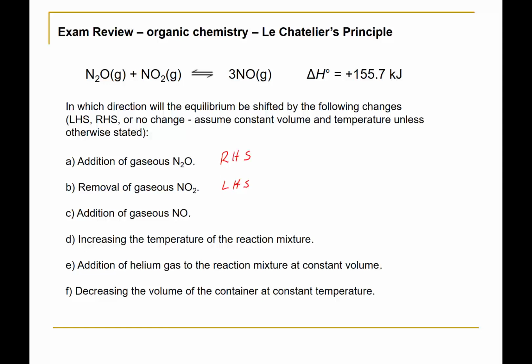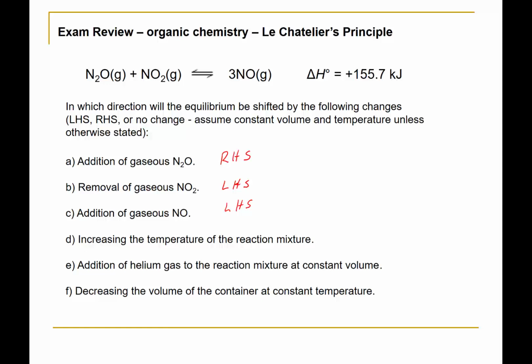Addition of gaseous nitrogen monoxide. So we've increased the concentration of one of the products. So temporarily, the reverse rate will be faster than the forward rate. Again, Le Chatelier's principle would say we've increased the concentration of the product. The reaction will respond so as to minimize or decrease that concentration of the product. Therefore, the reaction will shift to the left, so left-hand side.